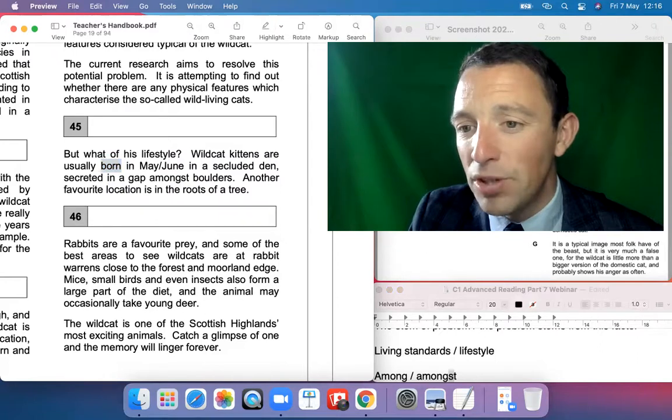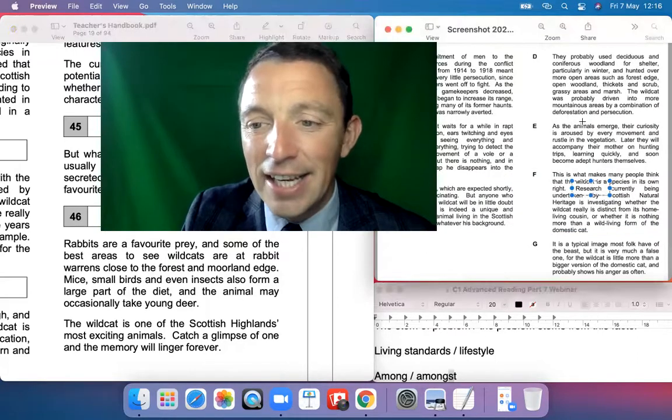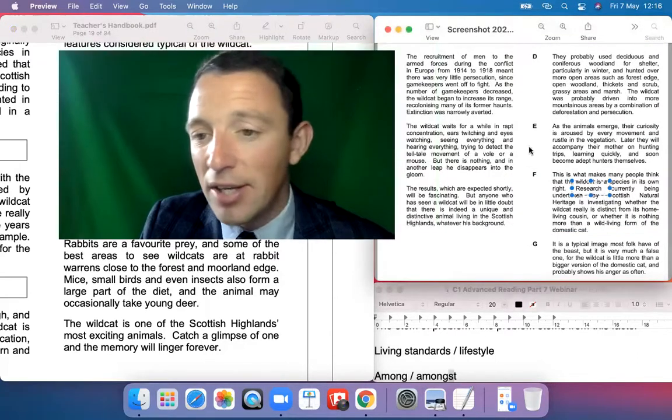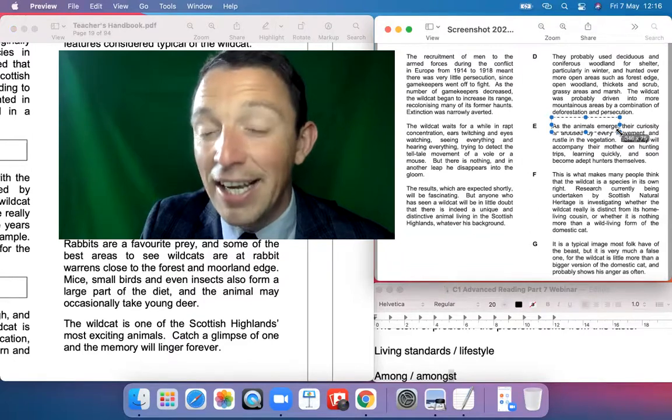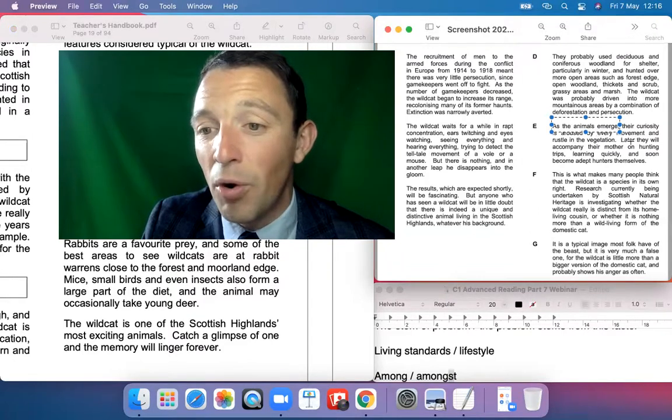So if we look at the options, I think E is maybe the best option, because you can see after they are born, the animals emerge from the area. They emerge from the den. They emerge from this small place where they were born.